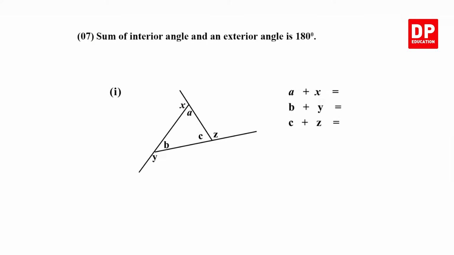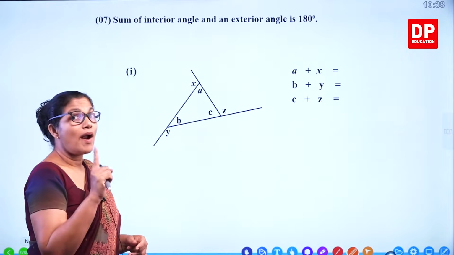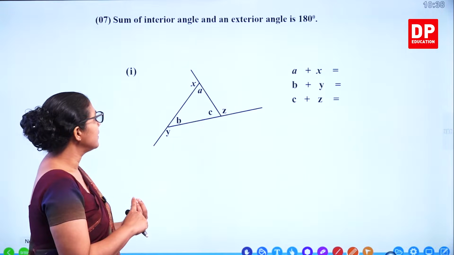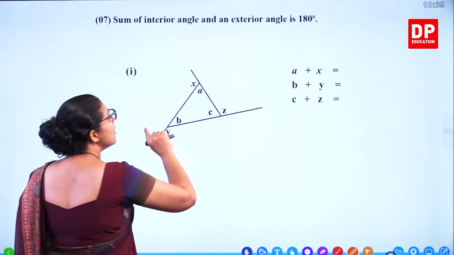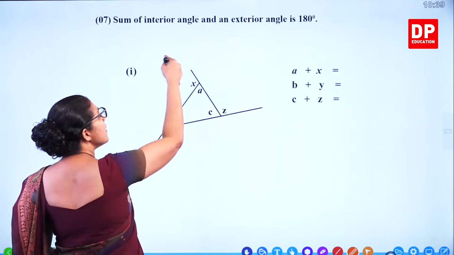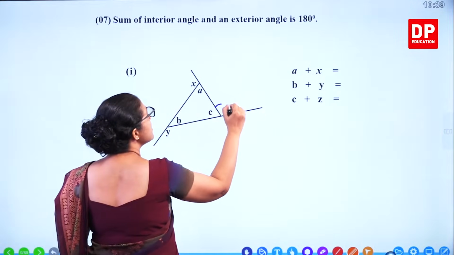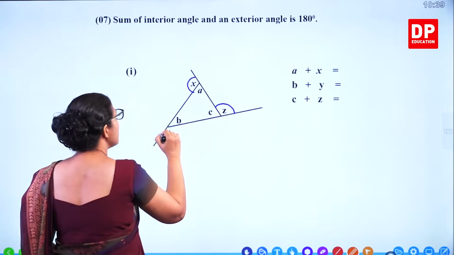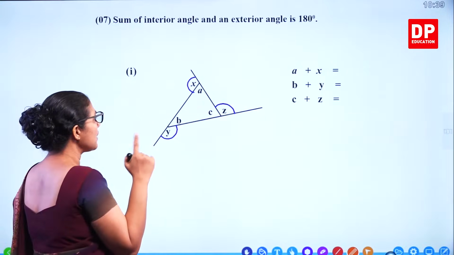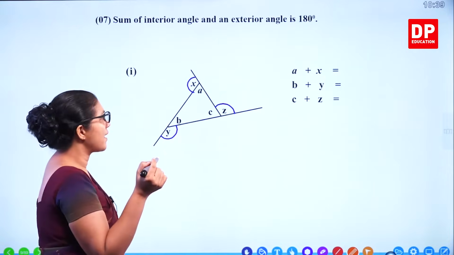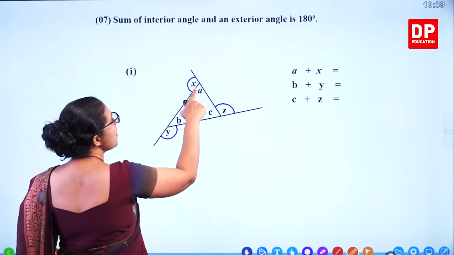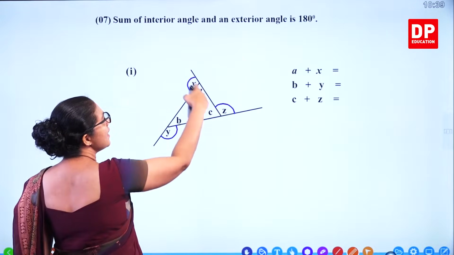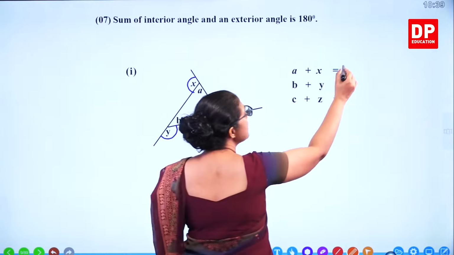The sum of an interior angle and its exterior angle is 180. One interior and one exterior angle. If you extend the sides in the anti-clockwise way, you get exterior angles. X, Y, Z are all exterior angles, and these ones are interior. Now what can you say about x plus A? This is 180, that's a straight angle.